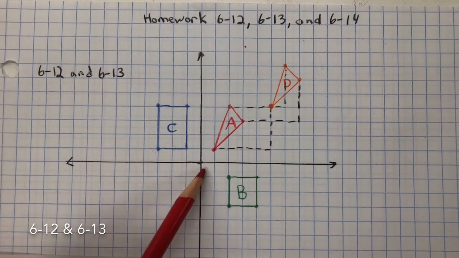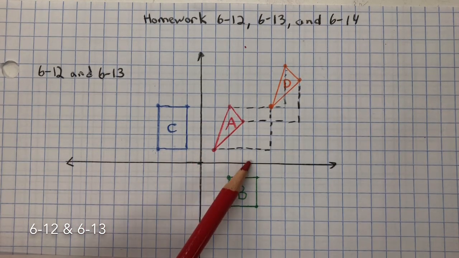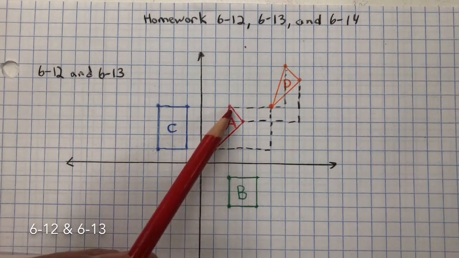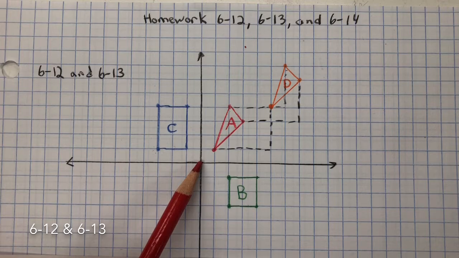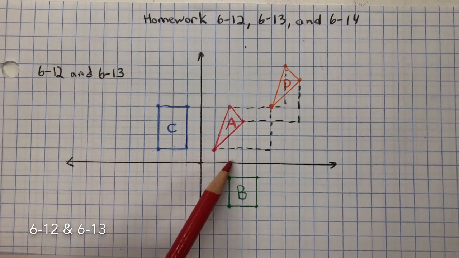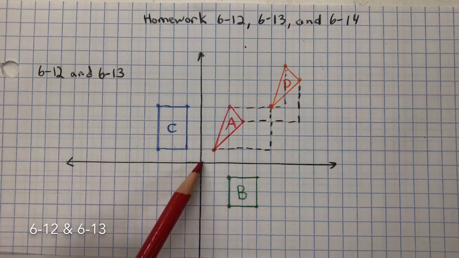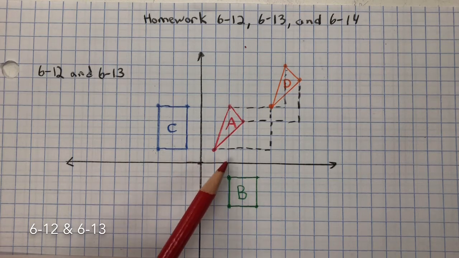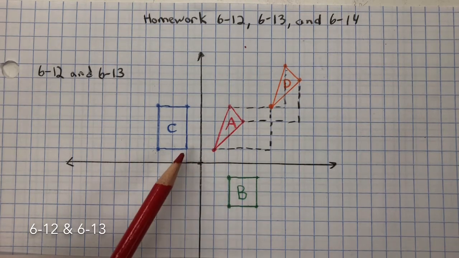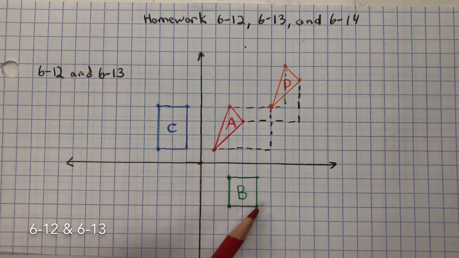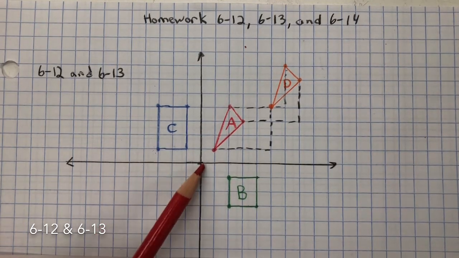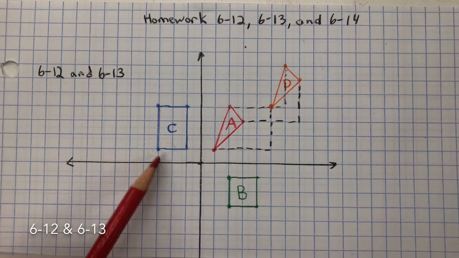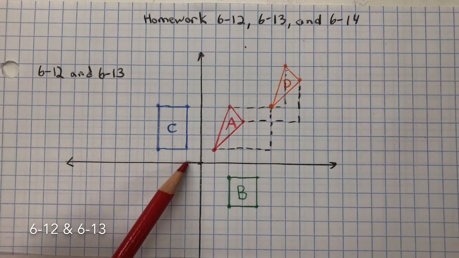So shape A is at (1, 1), (3, 3), and (2, 4). Shape B, its vertices are 2 on the x, -1 on the y; 4 on the x, -1 on the y; 2 on the x, -3 on the y; and 4 on the x, -3 on the y. And shape C is (-3, 1), (-3, 4), (-1, 1), and (-1, 4).